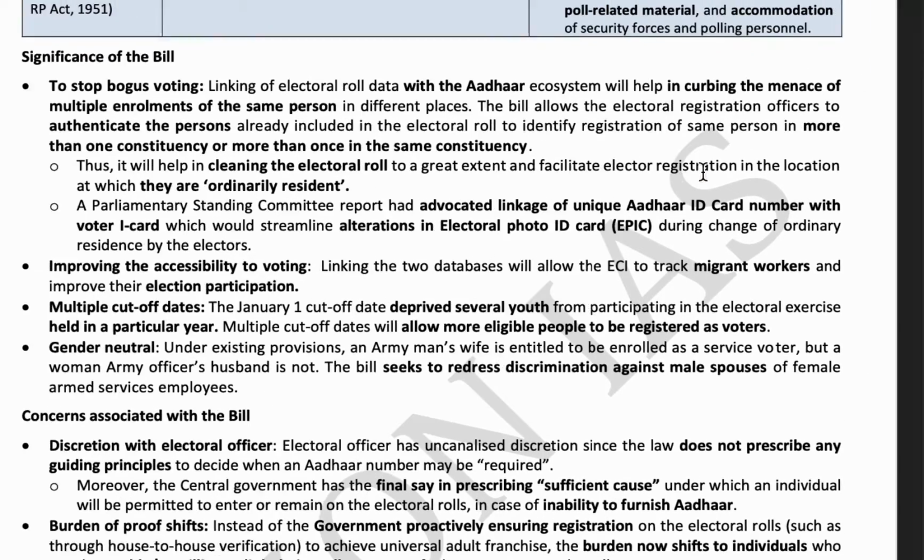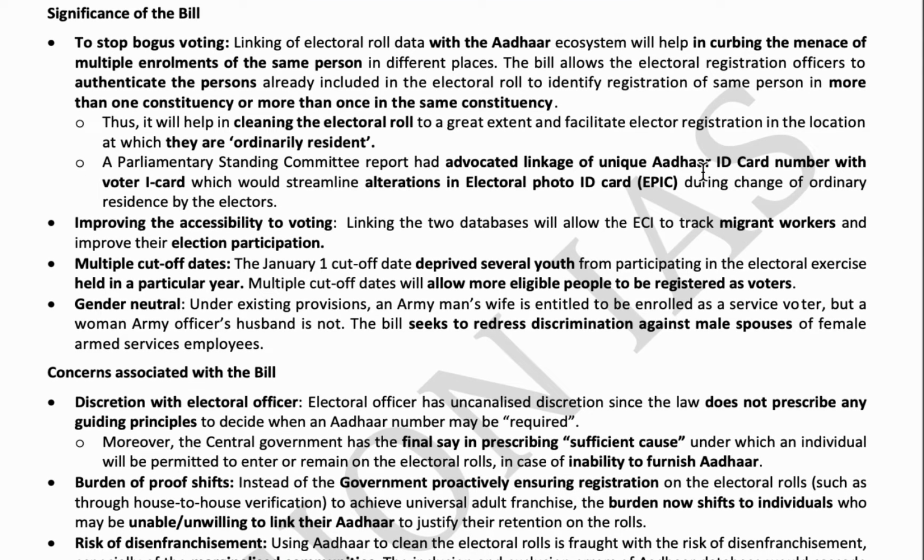Now we will study the significance of the bill. First is to stop fake voting by linking electoral roll data with Aadhar card. Multiple enrollment of the same person in one constituency or different constituencies can be stopped. A parliamentary standing committee report has also advised linking Aadhar ID number with the voter ID, which makes it easy to change the electoral ID card during change of ordinary residence by the electors. And the next importance is it can improve the accessibility of voting.